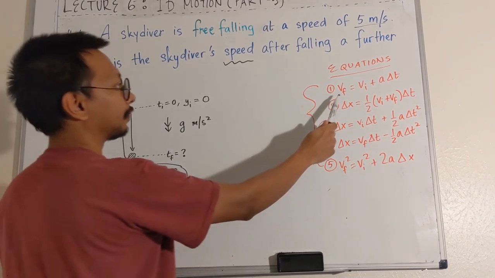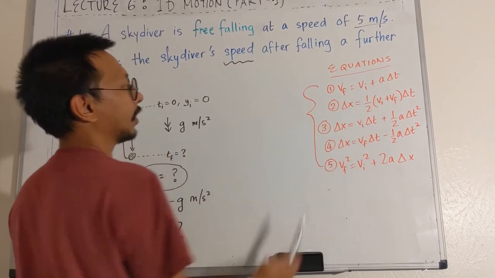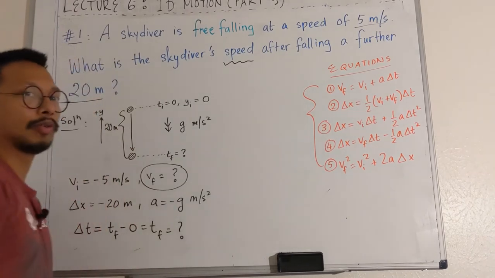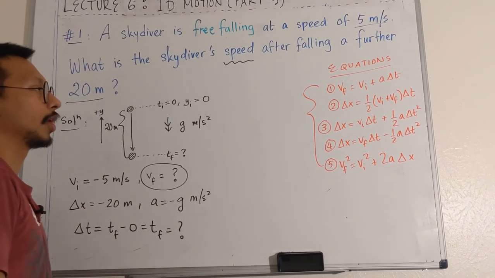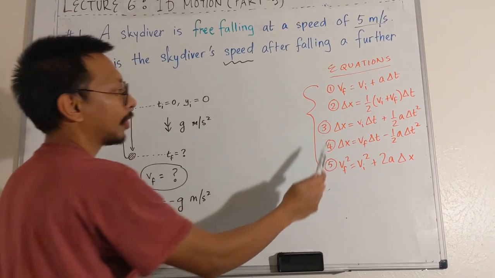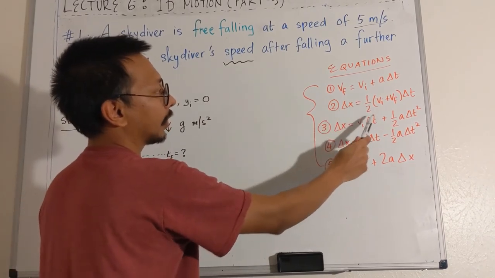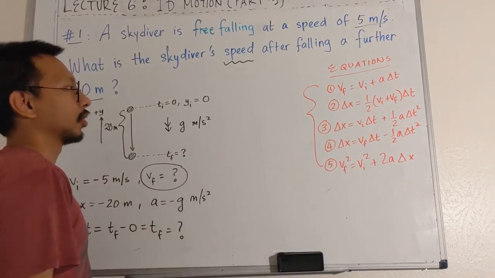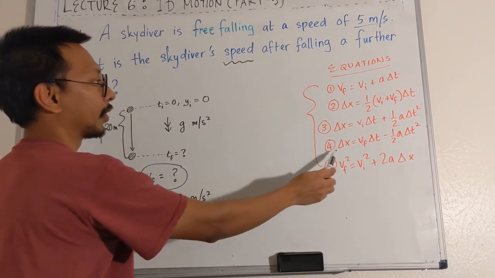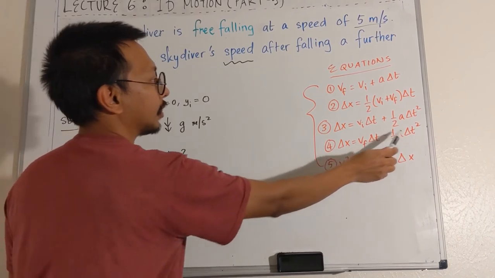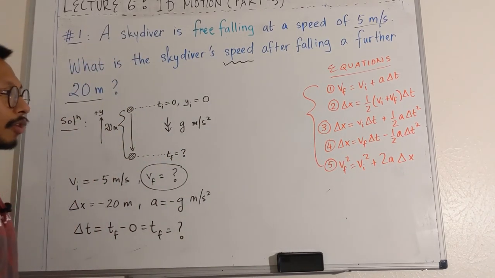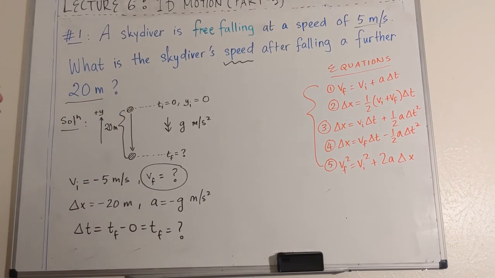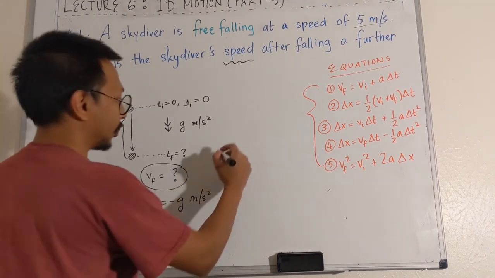Let's look at the first one. Vi plus a delta t. We know Vi, we know a, but unfortunately we don't know delta t, so this won't come to any help. Let's look at number 2. We know delta x, we know Vi, we want to find Vf, but we don't know delta t, so disregard this equation. Similarly, delta t is also in equation 4, so we can't use equation 4. So we are only left with equation 5 that we can use. Okay, so use equation 5.